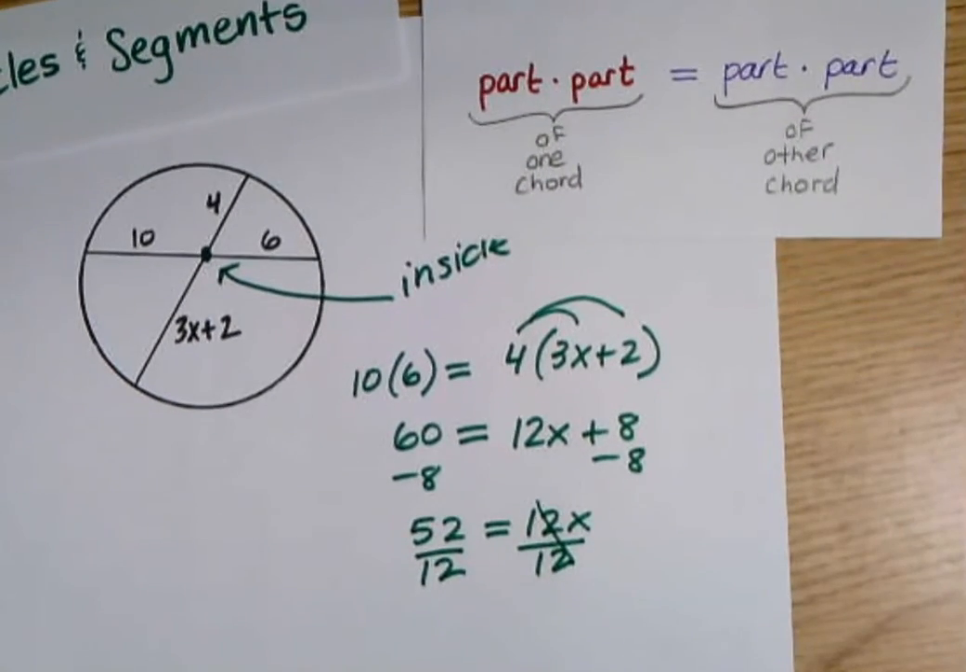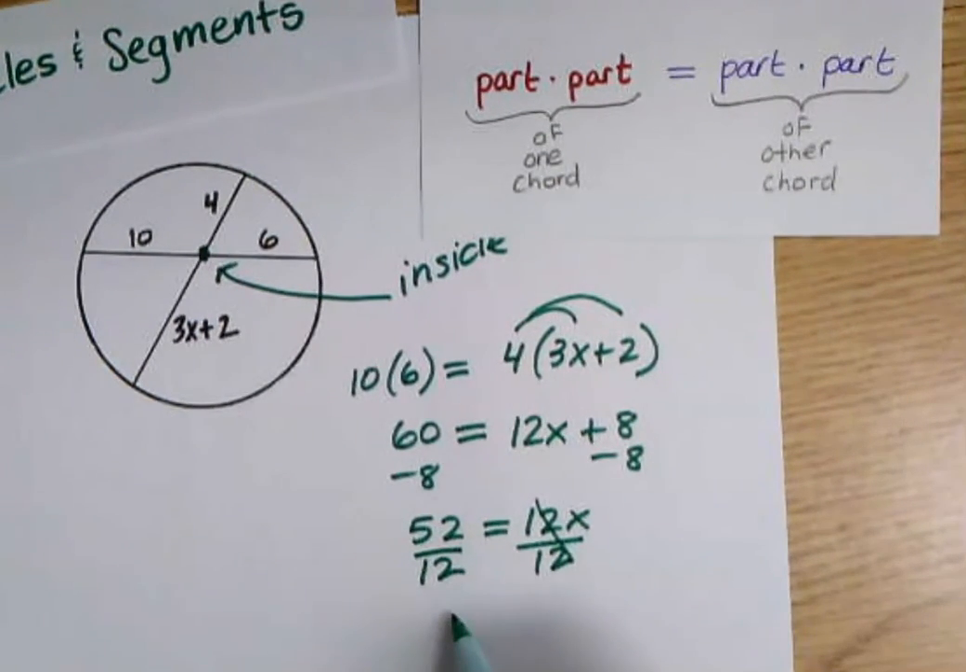I'm going to get 4 1/3, or I think, let's see, that's 13 thirds. Yes, 13 thirds. I could write that as 4 1/3.